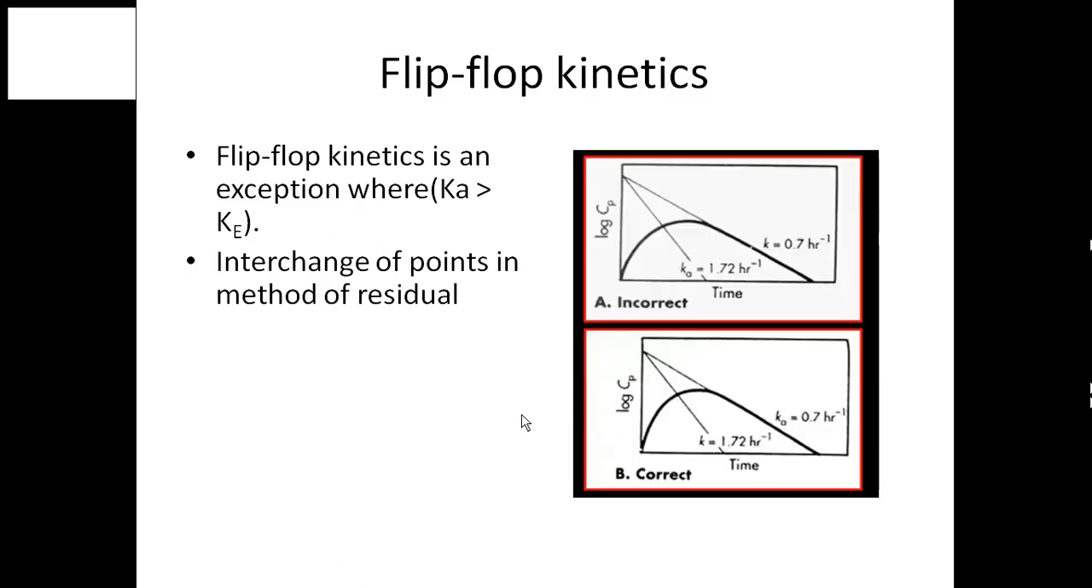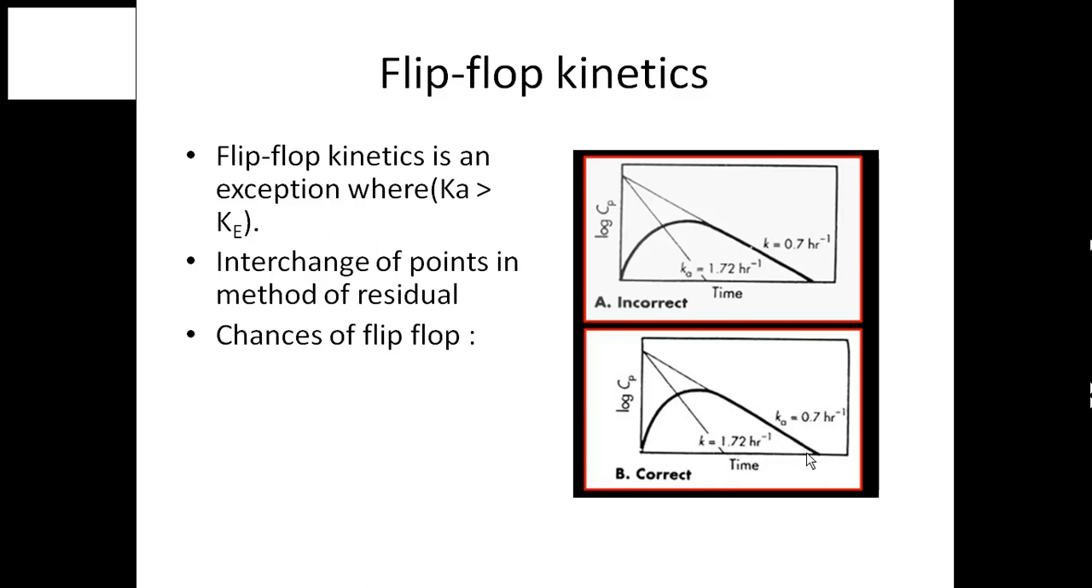The better way to determine is, generally we do the feathering for determining the absorption rate constant, and we determine the terminal slope for the rate of elimination. In the flip-flop kinetics, we will be determining the elimination by feathering and absorption by the terminal slope determination. So there is an interchange of points in the method of residuals.